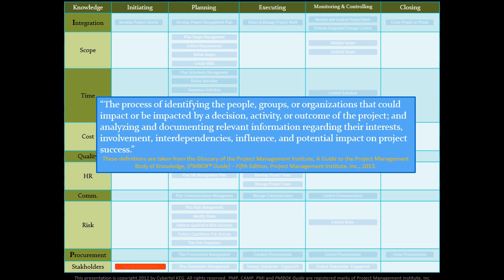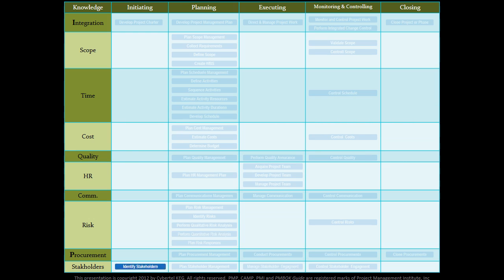Identify stakeholders is the process of identifying the people, groups, or organizations that could impact or be impacted by a decision, activity, or outcome of the project, analyzing and documenting relevant information regarding their interests, involvement, interdependencies, influence, and potential impact on project success. Now, let's look inside this process.